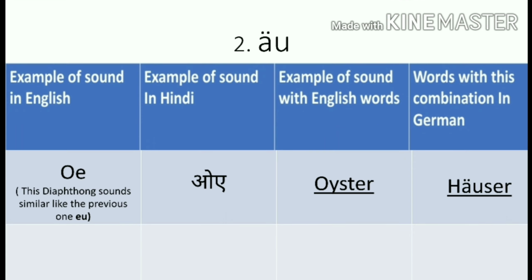And our second diphthong is as similar as the first one. Sorry, the sound of the second diphthong is similar to the first diphthong, but it is a combination of a umlaut with u. It would also create the sound oi, like oyster in English. And the example of this diphthong is the German word Häuser, which means houses in the German language.